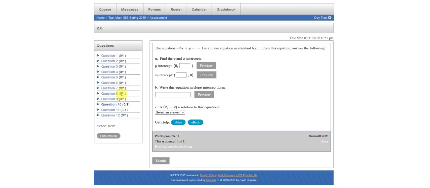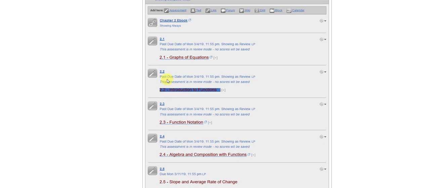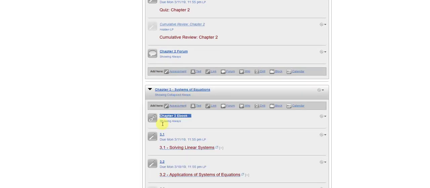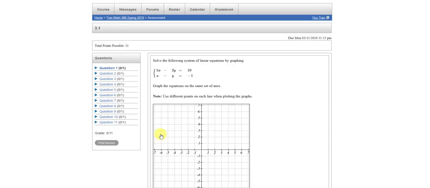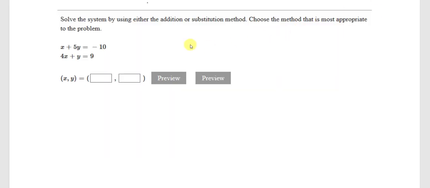Okay. The next question is from chapter 3.1, question 8. We are asked to solve the system either by the addition or substitution methods. So we can use either the addition or the substitution method.